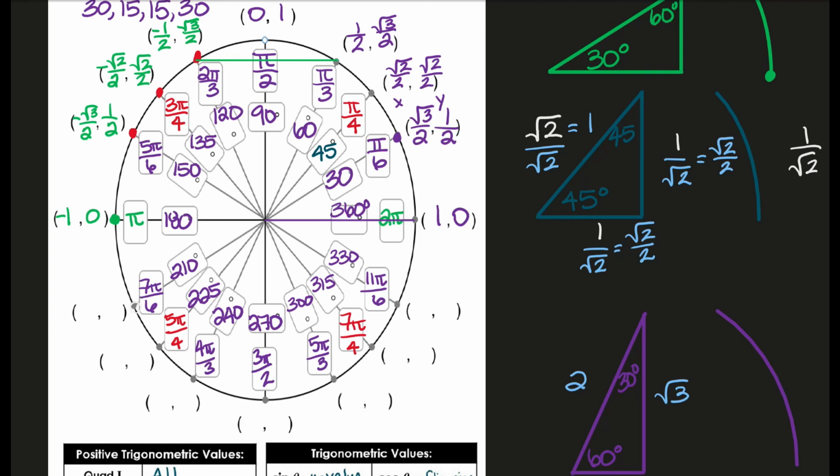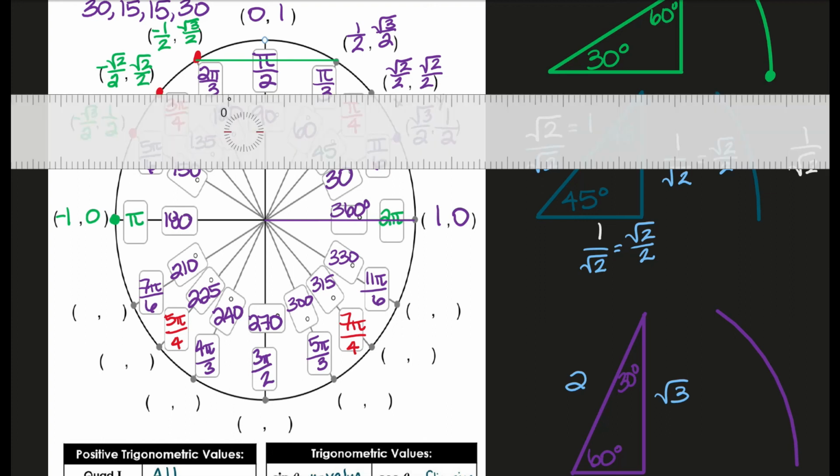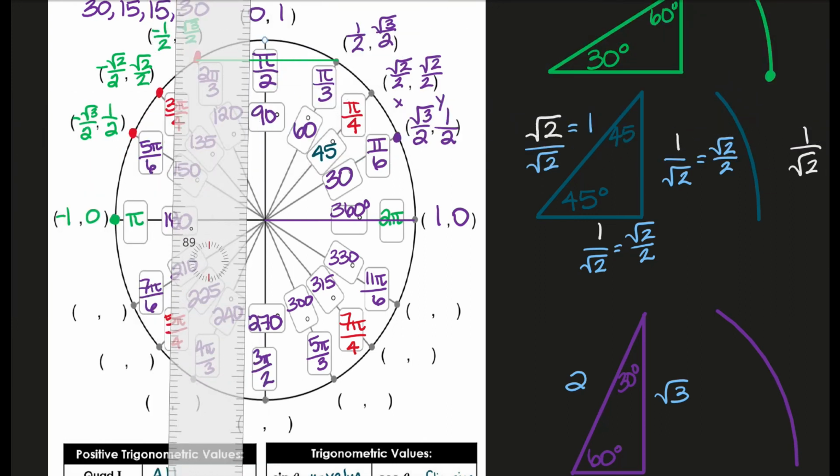Well, as I continue to go around, 7 pi over 6, this would be created with a 30, 60, 90 triangle, just like 5 pi over 6. So 5 pi over 6 here really is the exact same point. We'll demonstrate this with a line.